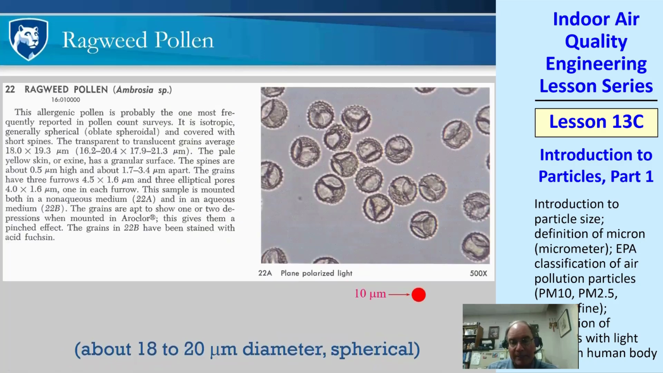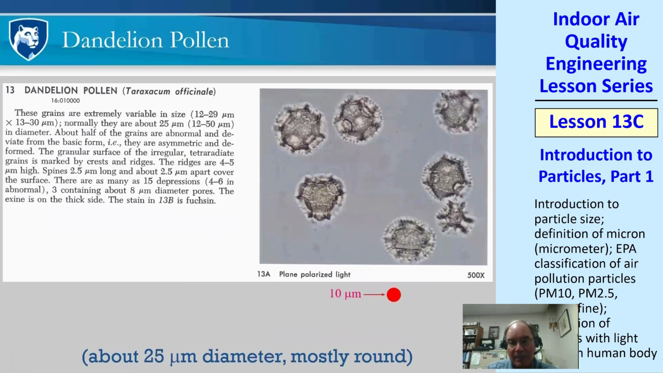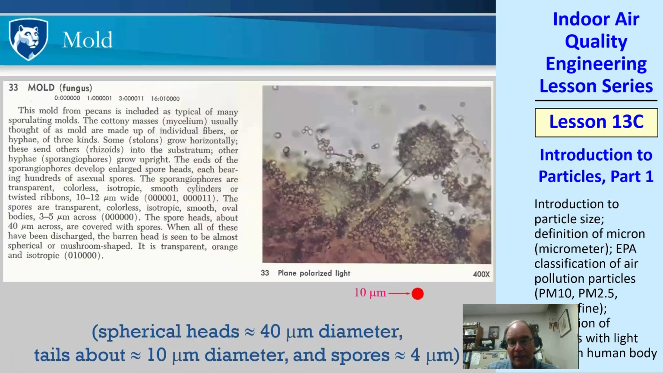Here's some pollen, ragweed pollen, at 500x. So here's my 10 micron scale. So they're about 20 microns in size. And so those you really don't get into your lungs. They can get stuck in your nose and give you some allergies and stuff like that, but they're not going to get into your lungs. Dandelion pollen is even bigger, 25 microns.